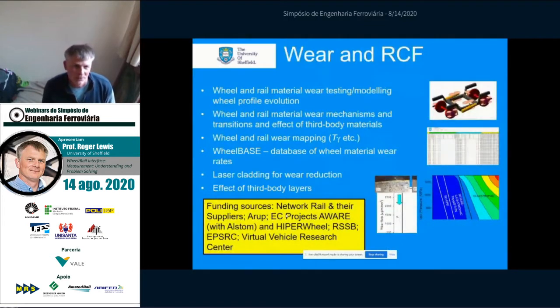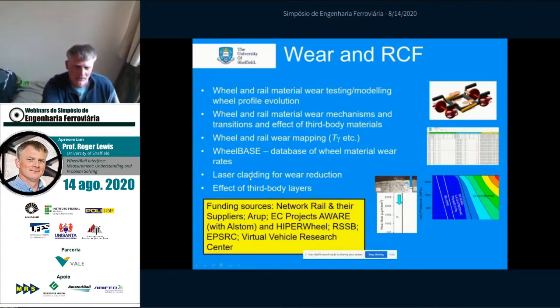So breaking that down a bit further, you can see here a list of some of the projects we've been working on. So as I said, wear testing and modeling and understanding mechanisms. Wear transitions has been a big part of that. So how wear mechanisms change as the energy or T gamma level in contact increases. We have a huge database of wear values, which is very useful, and we're very happy to make that available to other people where we can for standard materials. We've built up a huge database of wear rates using our twin disc testing machine and our full scale rig.